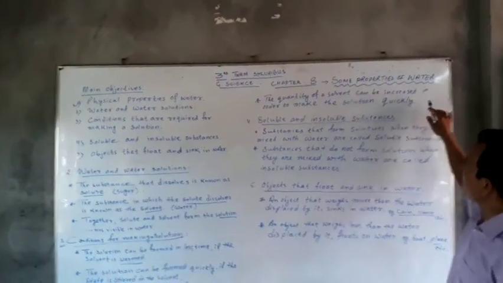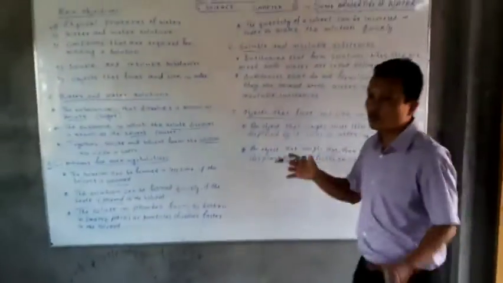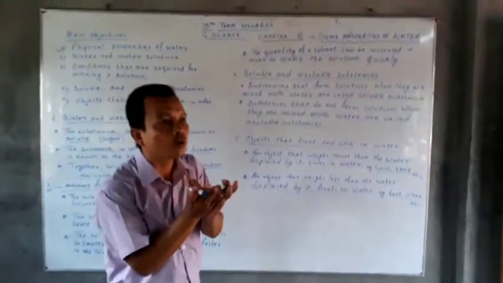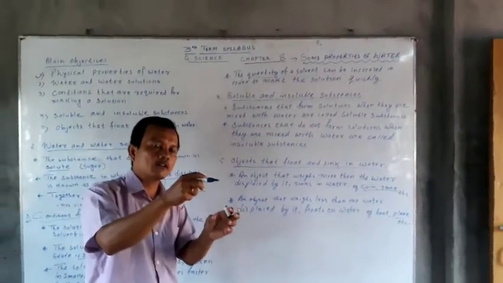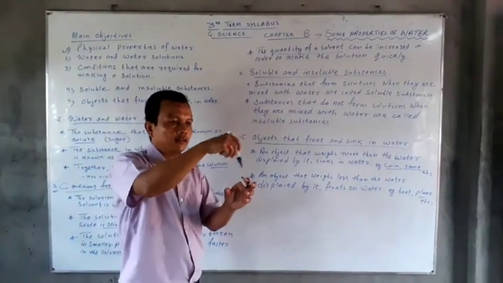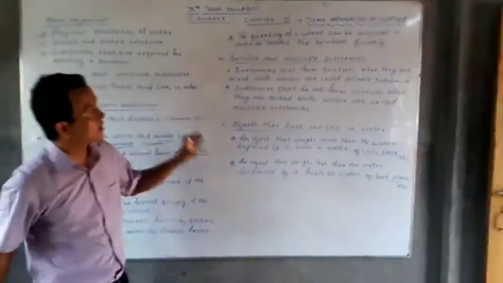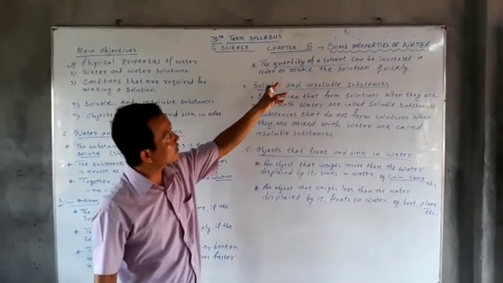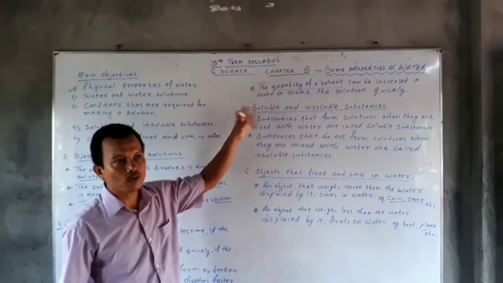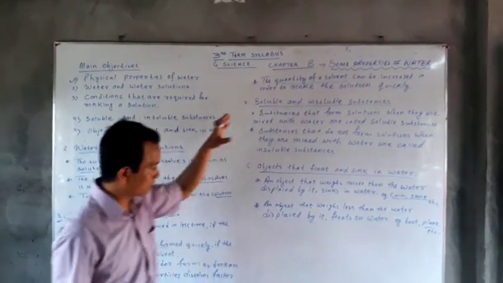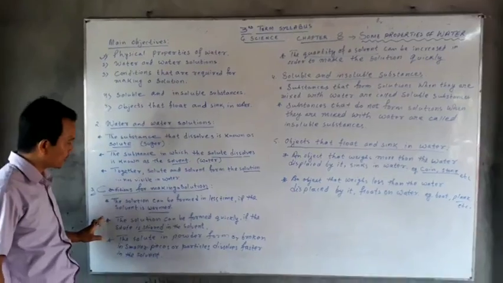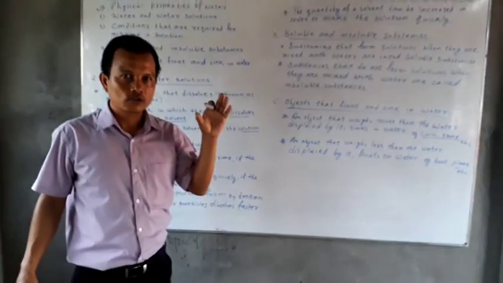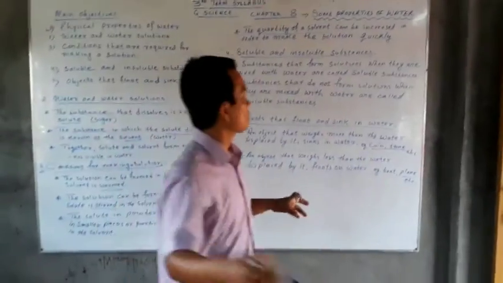The fourth one, how you can make a solution faster: when the quantity of solvent is increased. That means the quantity of water. If the quantity of water is more, then whatever you put, either salt or sugar or powder, dissolves faster. That is why more quantity of liquid, that is water, means it dissolves faster. So we have four conditions where we can make the solution faster.